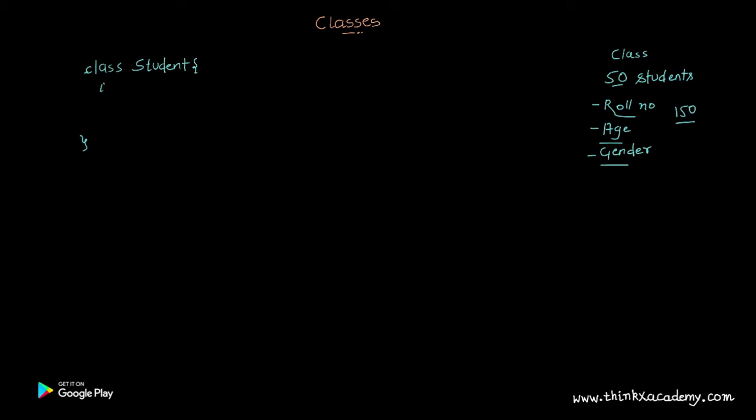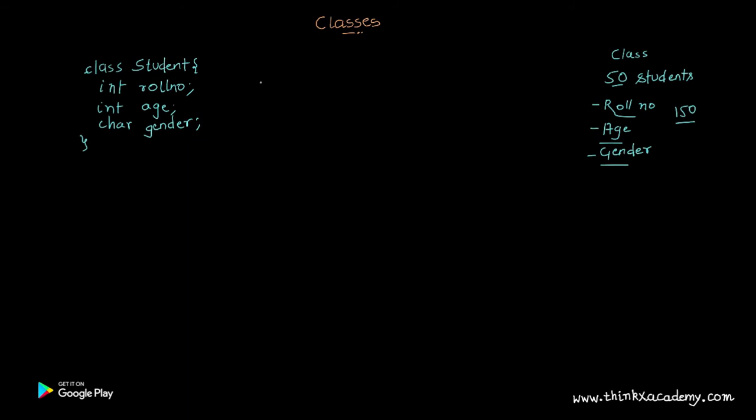So let's suppose roll number is an integer value, so int roll number, age is also an integer, and let's suppose the gender is a character value as female or male, so char gender. So we have created a class data type student which has these 3 members, or you can say these 3 are the data values of this class student.